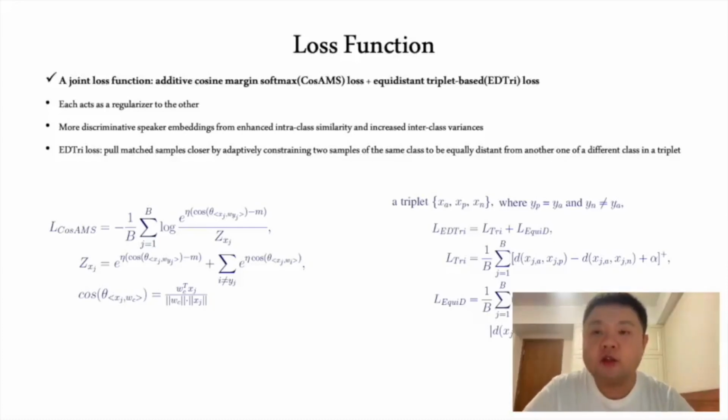A joint loss function is used in this work. It has additive cosine margin softmax loss and equidistant triplet-based loss. Each acts as a regularizer to the other, giving more discriminative speaker embedding from enhanced intra-class similarity and increased inter-class variance. EDT loss pulls matched samples closer by adaptively constraining two samples of the same class to be equally distant from another one of a different class in the triplet.